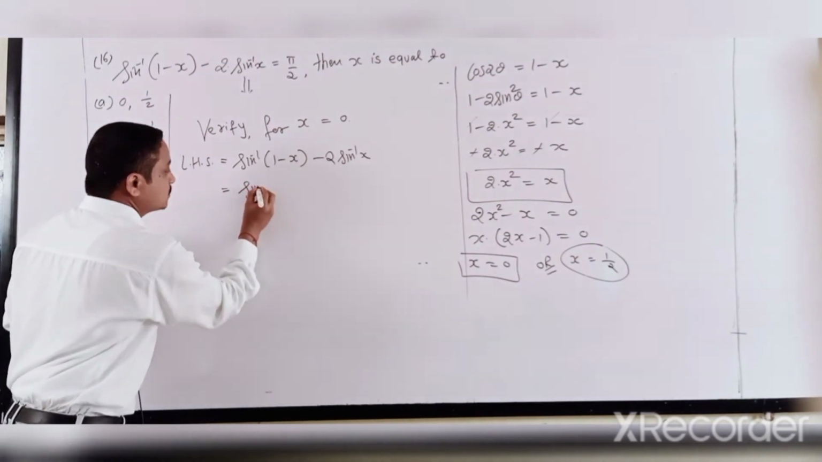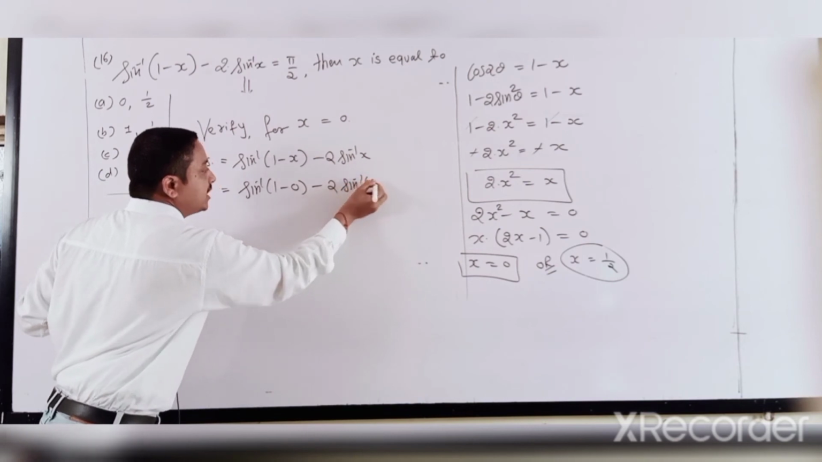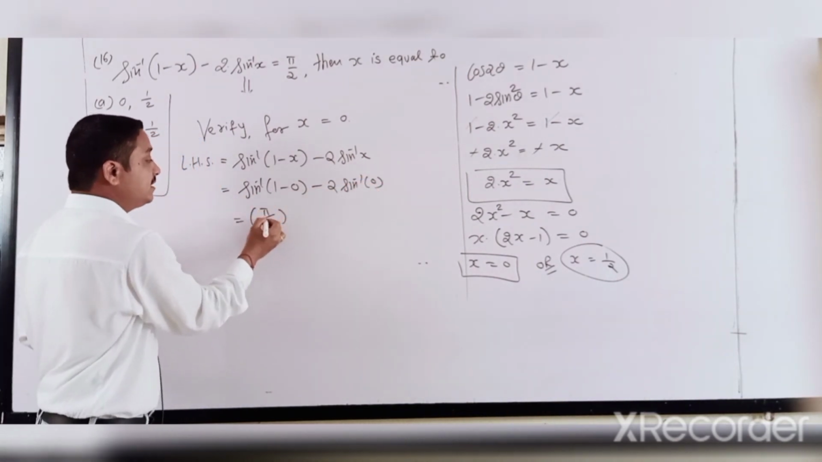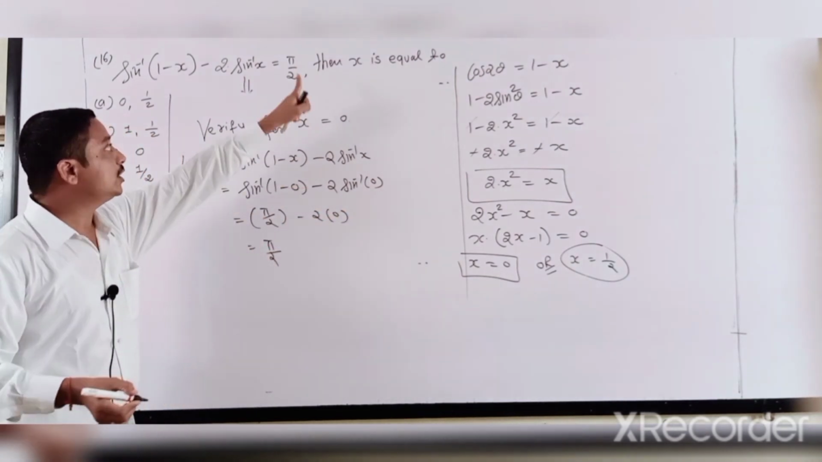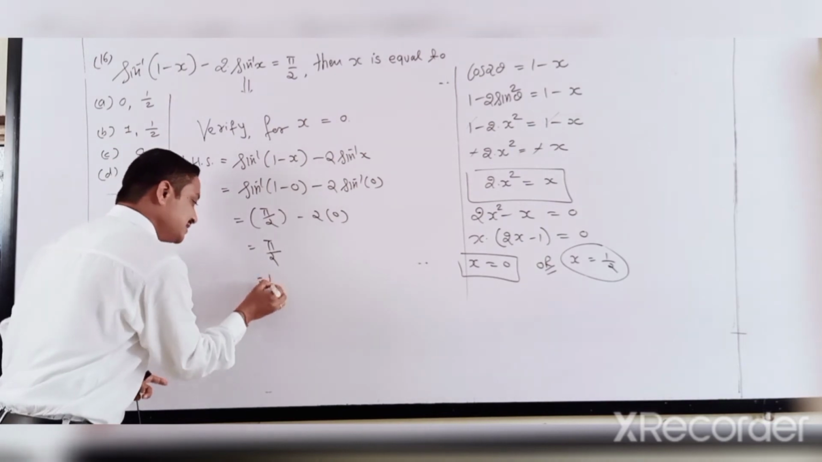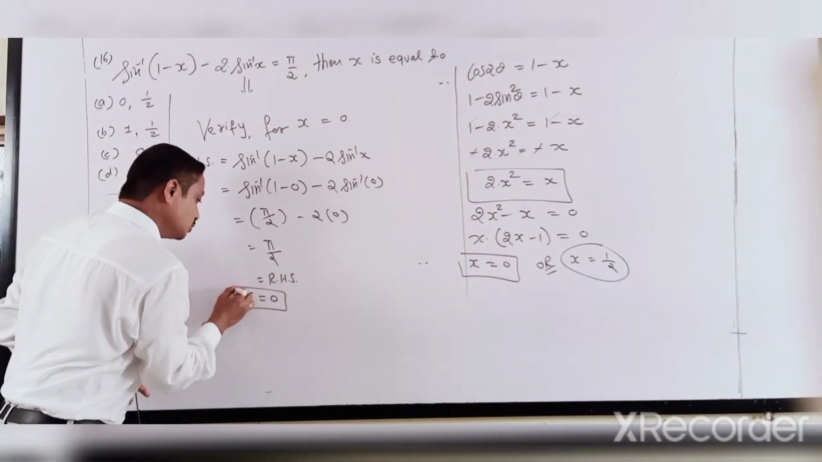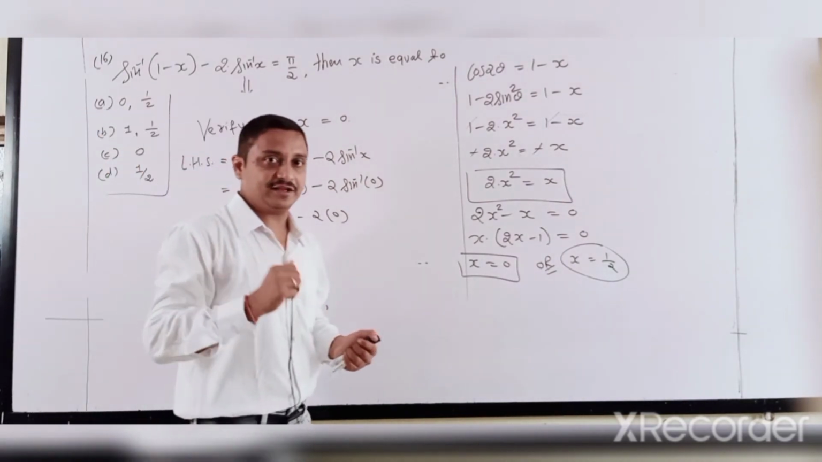So sin inverse 1 minus 0, 2 sin inverse 0. When sin is 1, definitely 90. Sin 0 is 0, check. This answer is equal to RHS. Yes, it means x is equal to 0 is true. That's my first case valid here.